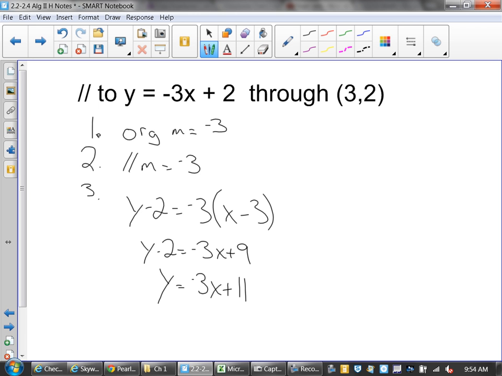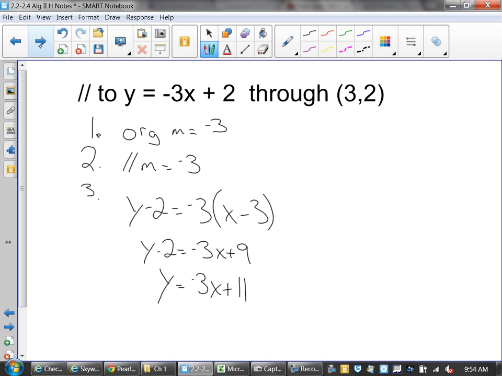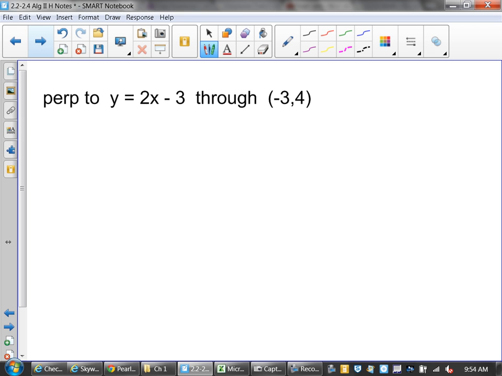Let's see, I think the next one was a perpendicular one for you to try. Skipped ahead here. Sorry about that. Got out of sequence. There it is. In this example, I would like you to take a minute or two and write the equation of a line that is perpendicular to y equals 2x minus 3, and it goes through the coordinate negative 3, 4. All right, take a few minutes and try that one out.